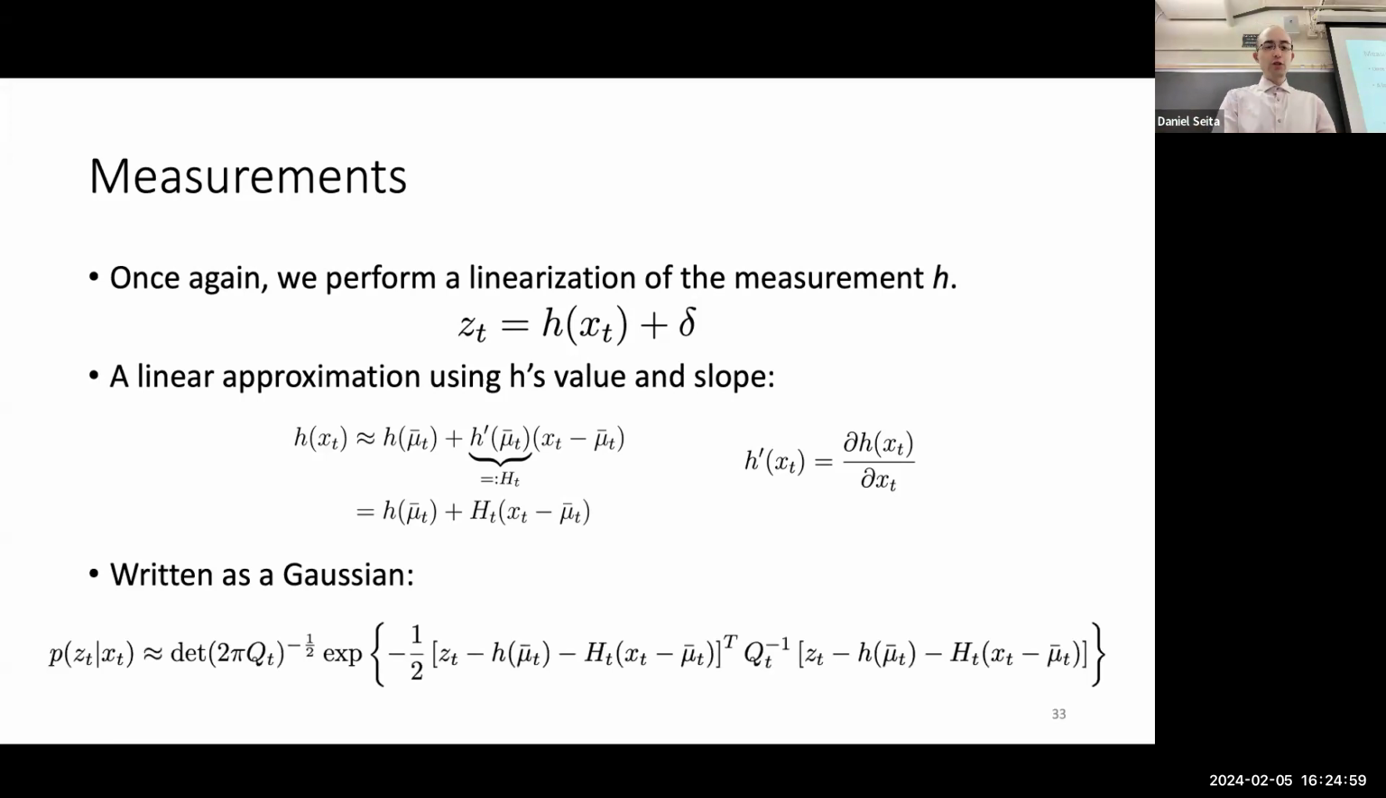Yeah, and then you can also write it as a Gaussian. So you basically get this. Again, you have your probability of z_t given x_t is approximately this normalizing constant. Again, you can just write it in eta if you really don't want to write all this out. And then you have the exponential with -1/2, the value of interest minus the mean value here. Yeah, and then now Q is the covariance.